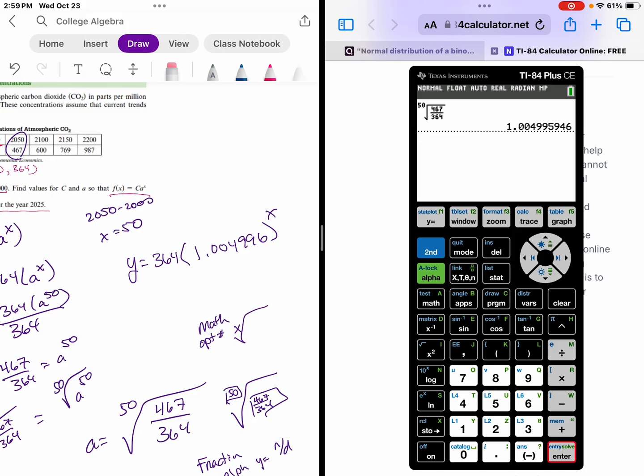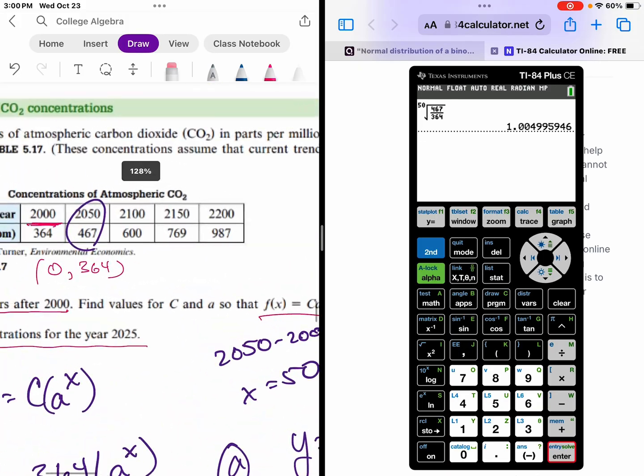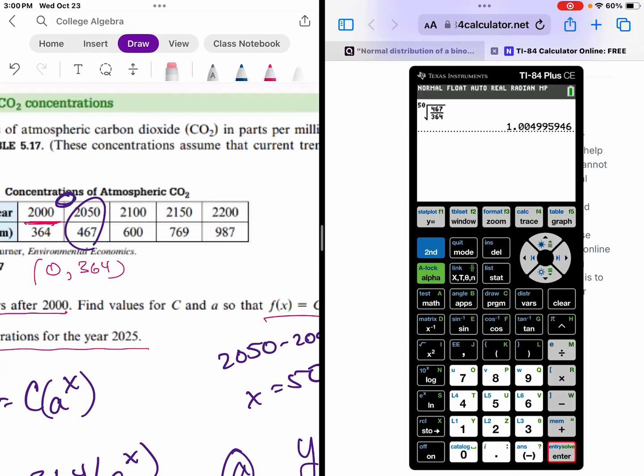Now, in part B, that's the part A. Part B, they ask us, what if it was the year 2025? Well, 2050 minus 2025 is 25 years. So we're trying to figure out what that amount is kind of right in here, halfway between that.